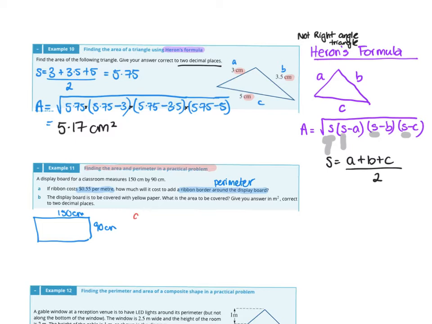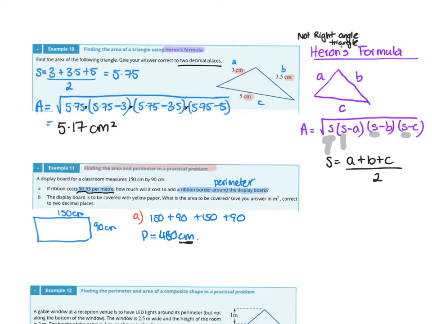So really, the ribbon around the display board means you need to know the perimeter. So let's do that for question A. We'll find the perimeter. So the perimeter of this would be 150 plus 90, then there's another 150 plus 90. So perimeter equals 480. Now, this was in centimetres. So we have to be careful here because it's in centimetres, but they said it was per metre. So I need to change that to metres.